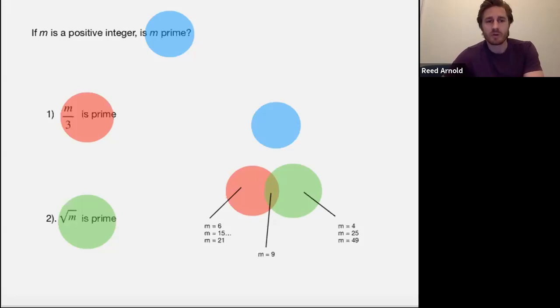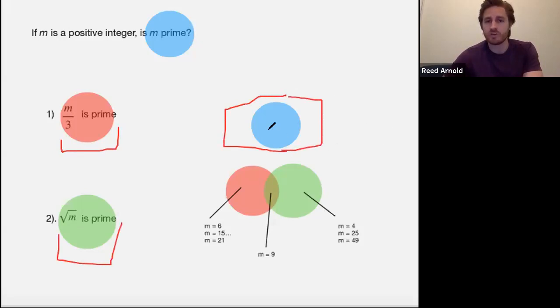So let's do one more question here, a trickier question, the hardest one we've seen yet. The answer to this question is D. Each statement puts me in a circle that doesn't intersect the blue prime circle. There's no situation where I know I'm in a red and I know I'm in the green. And that tells me I'm not in the blue. And that's the question. Are you in the blue? So the answer here is D.